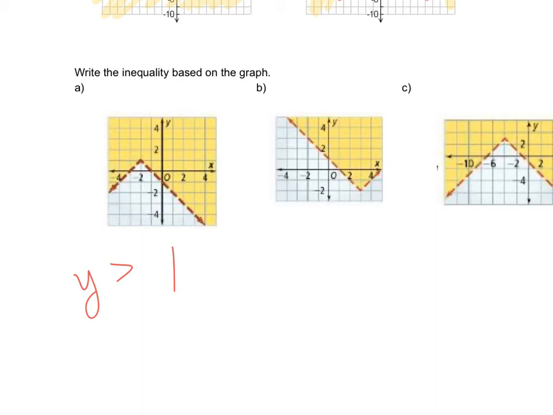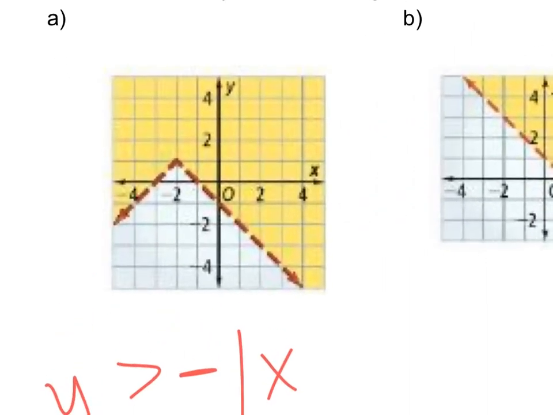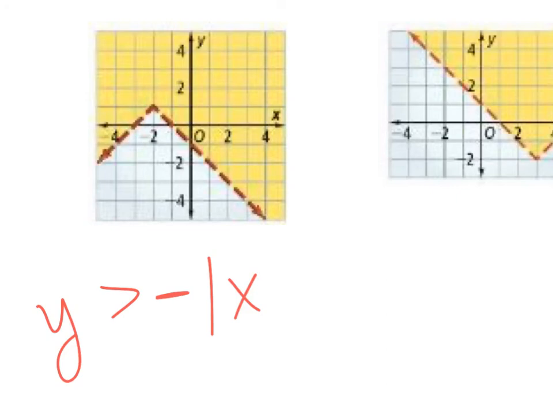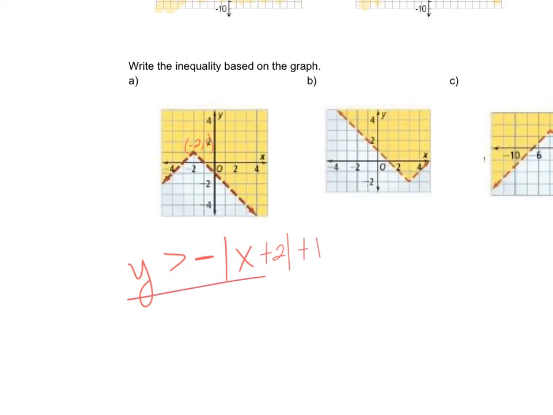Well, we know it's going to be a negative out front. Looks like the slope of each line is 1, so there's no scale factor. So that's okay, because there's no shrink or stretch. And then it looks like the vertex is at (-2, 1). So that would be x plus 2. And then on the outside, plus 1. And that would be your answer.